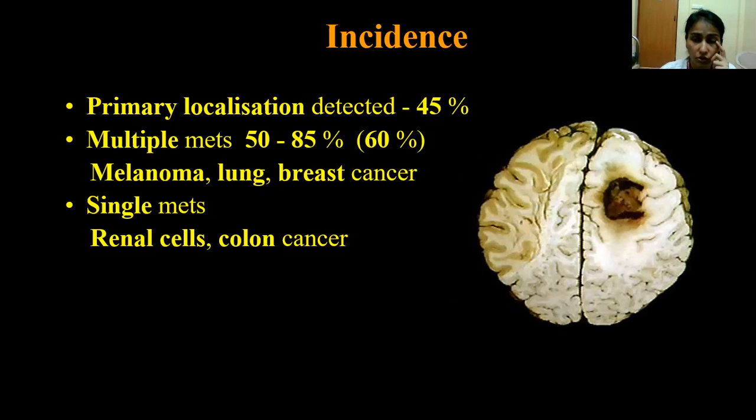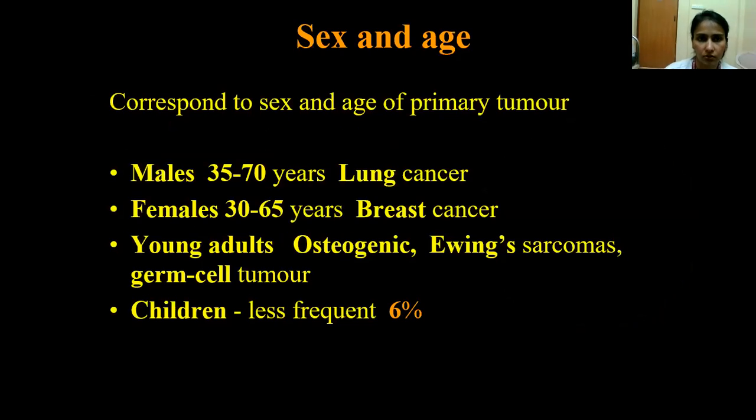So if you are seeing a picture of multiple metastasis, which is seen in 60% of the cases, we have to suspect lung cancer, breast cancer, and melanoma. Okay, and if you find a single metastasis, we have to look for renal cell carcinoma or a colon carcinoma.